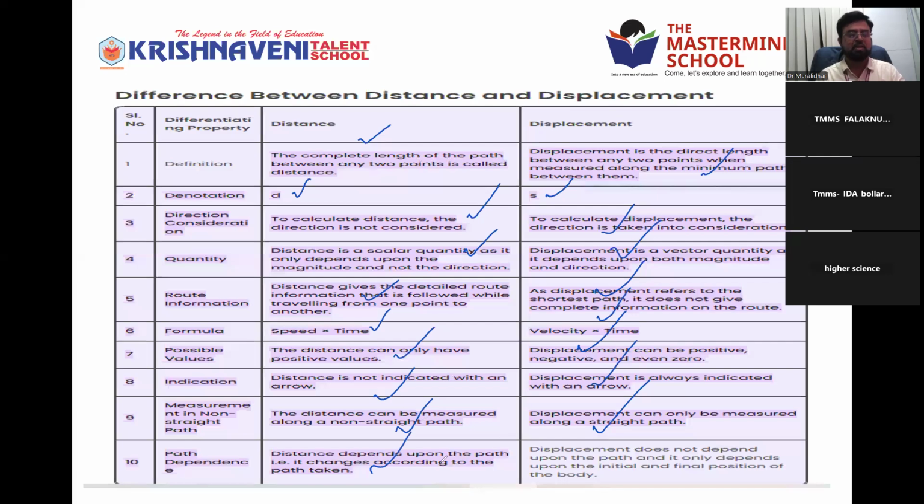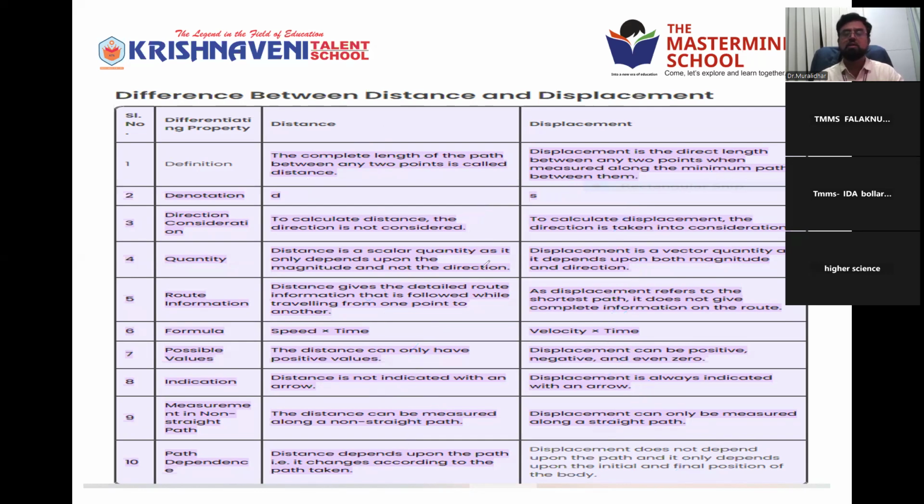Distance depends upon the path, that is, it changes according to the path taken. Displacement does not depend upon the path and only depends upon the initial and final position. So these ten differences you can find out from the two terms. The two terms can be defined and differentiated in ten ways.